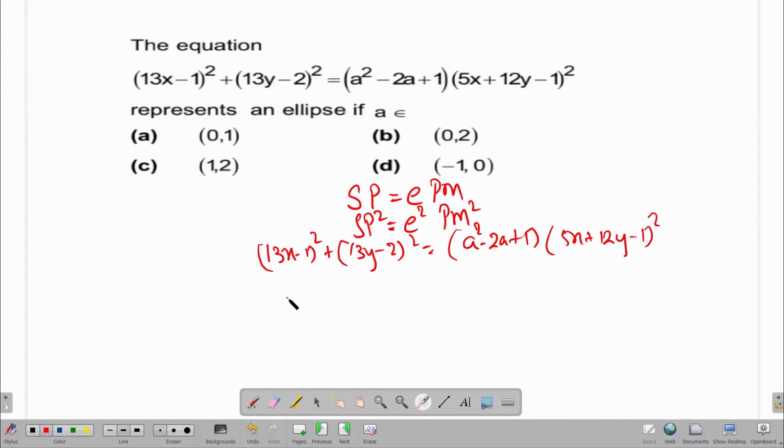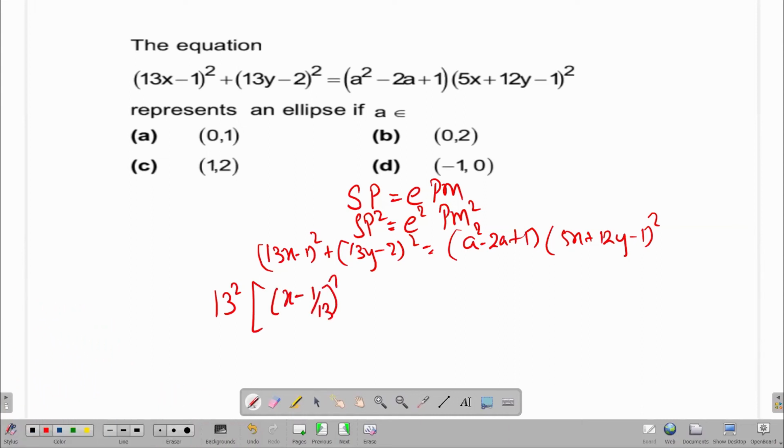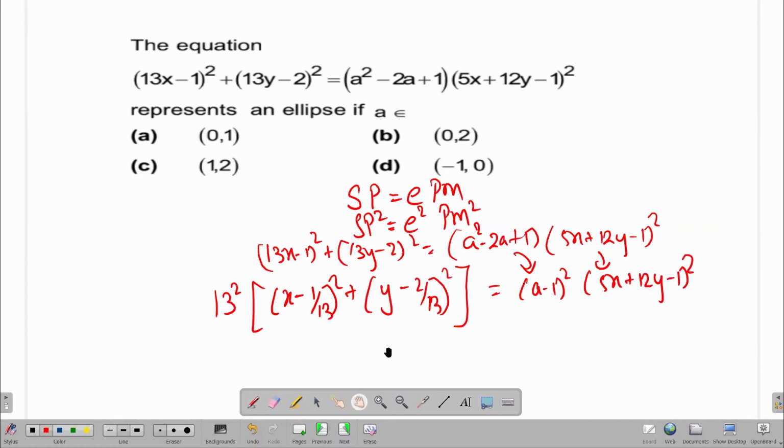Now I'm just rewriting this equation. If I take 13 common from this bracket, I get 13 square common here. If I take 13 again common from the second bracket, I get 13 square common from both the brackets. So I have written here 13 square, and within this bracket, I have (x minus 1 by 13) whole square and here (y minus 2 by 13) whole square. Now I can rewrite the right side as (a minus 1) whole square, because this is an identity, a square plus 1 minus 2a. And I am just rewriting 5x plus 12y minus 1 whole square.